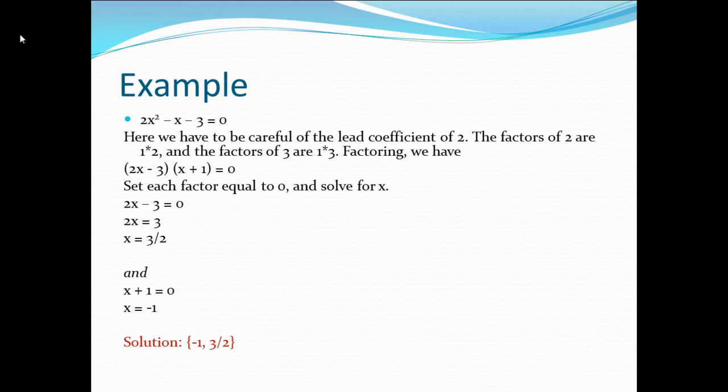We take each factor then and set it equal to 0. So we will have 2x minus 3 equals 0. To solve for x, we add 3 to both sides and have 2x is equal to 3. Then divide both sides by 2, so x is equal to 3/2. And then we set our second factor, x plus 1, equal to 0. To solve for x, we subtract 1 from both sides, and we have that x is equal to negative 1. So our final solution set is negative 1 and 3/2.